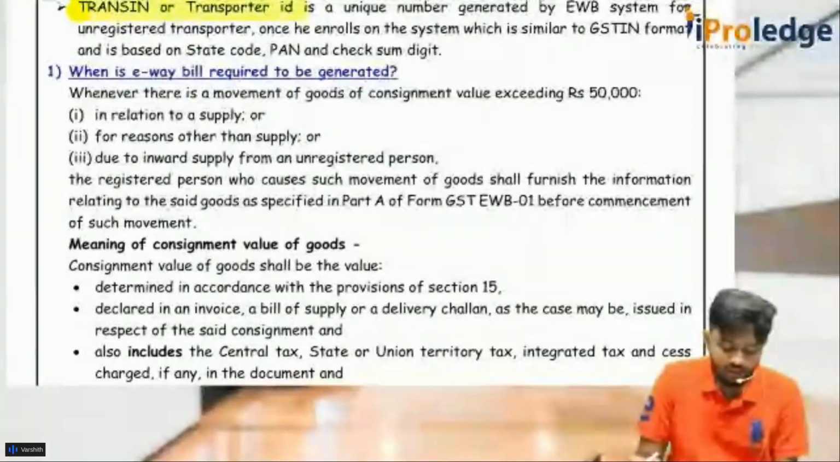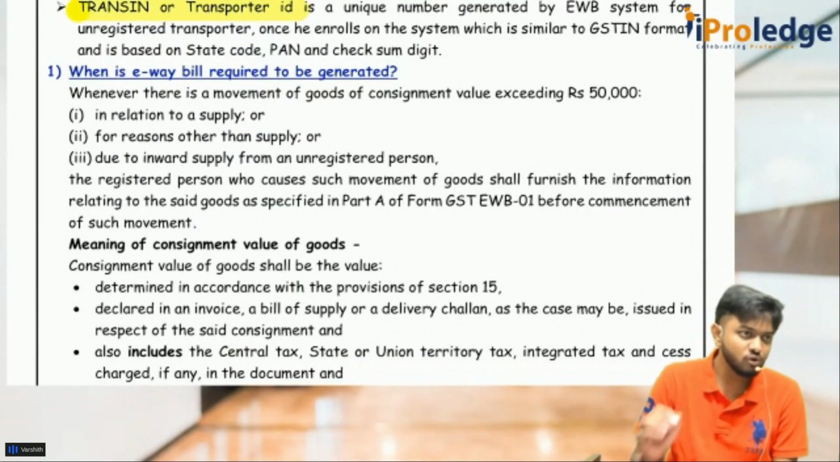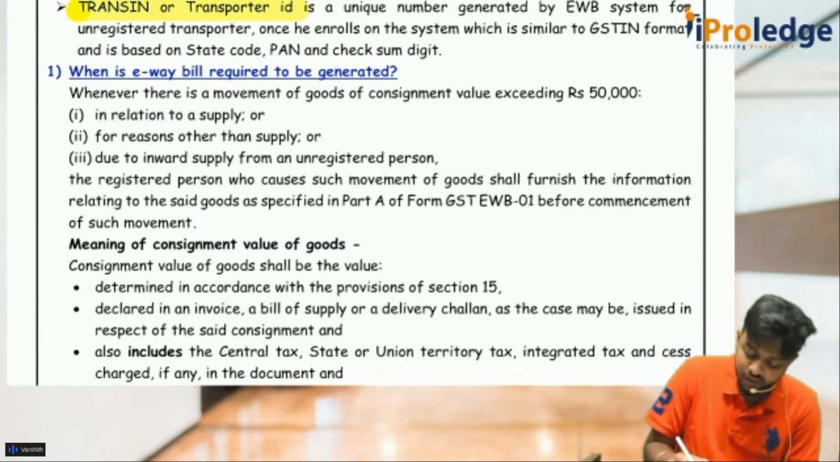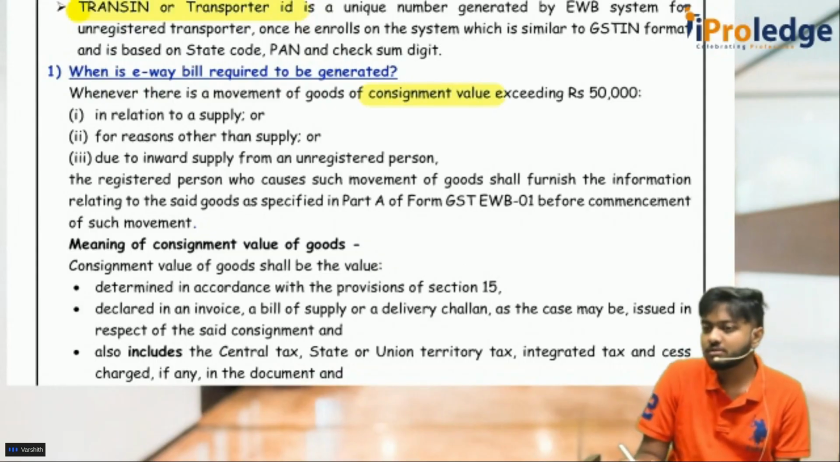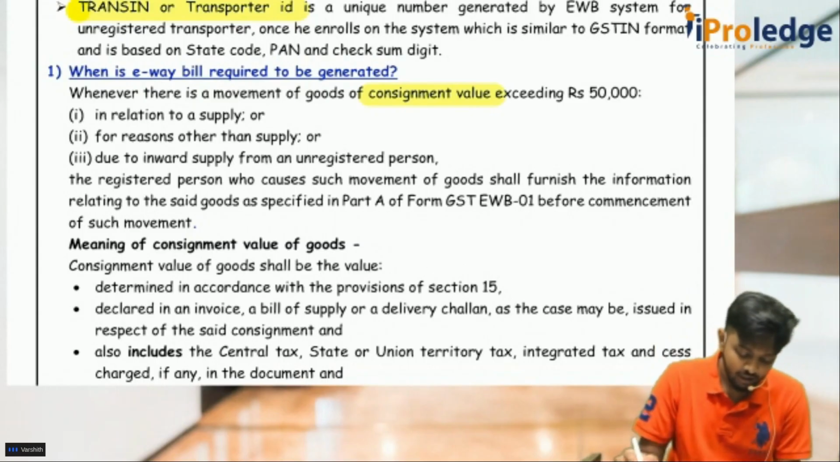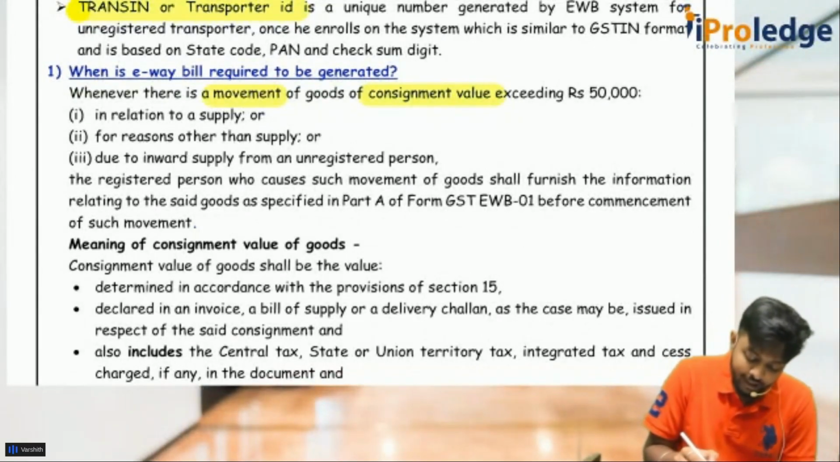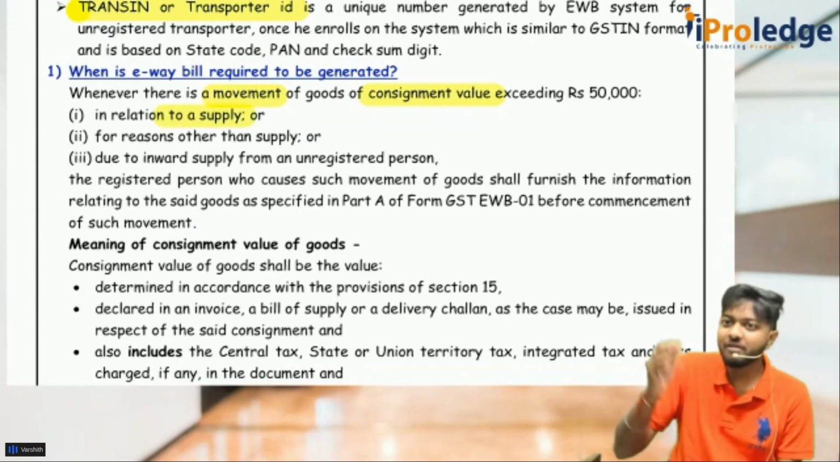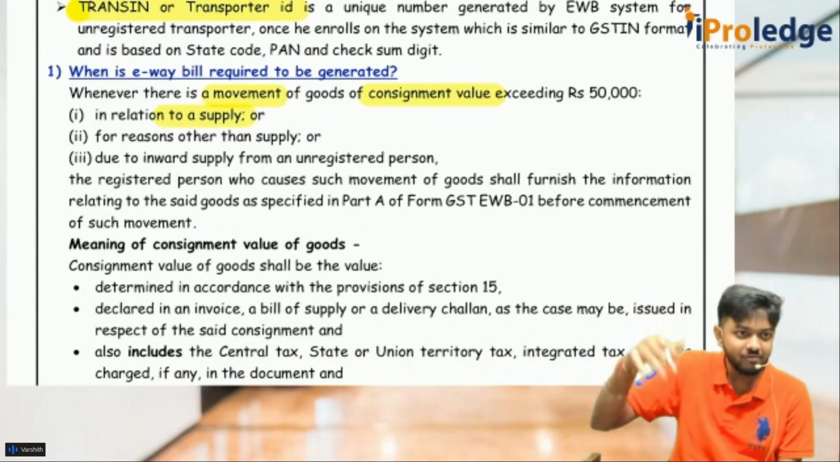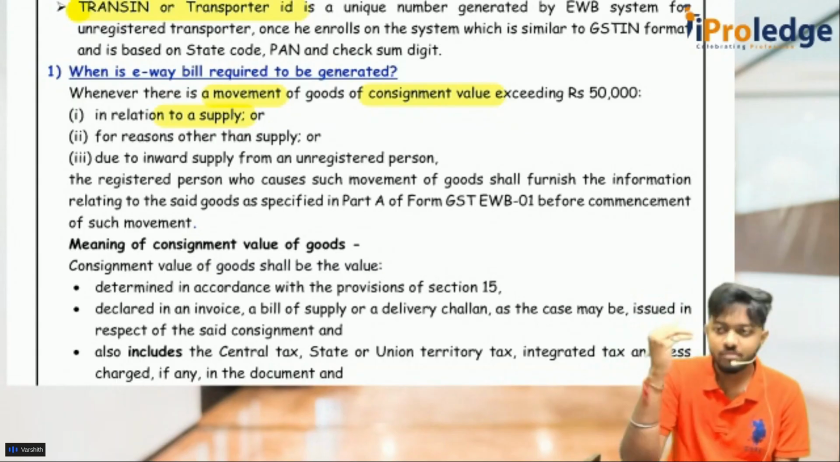So when is an e-way bill required to be generated? Now if it satisfies the following conditions, an e-way bill is supposed to be generated. First, whenever there is movement of goods of consignment value exceeding 50,000 rupees, the words they have used are consignment value. Very important, I'll tell you why. If it exceeds 50,000 rupees, you are supposed to generate an e-way bill. If the movement is happening, see, they have not used the word supply, they have used the word movement. If movement is happening in relation to a supply, as we have read now in section 7, the basic supply definition, that supply, not general supply.